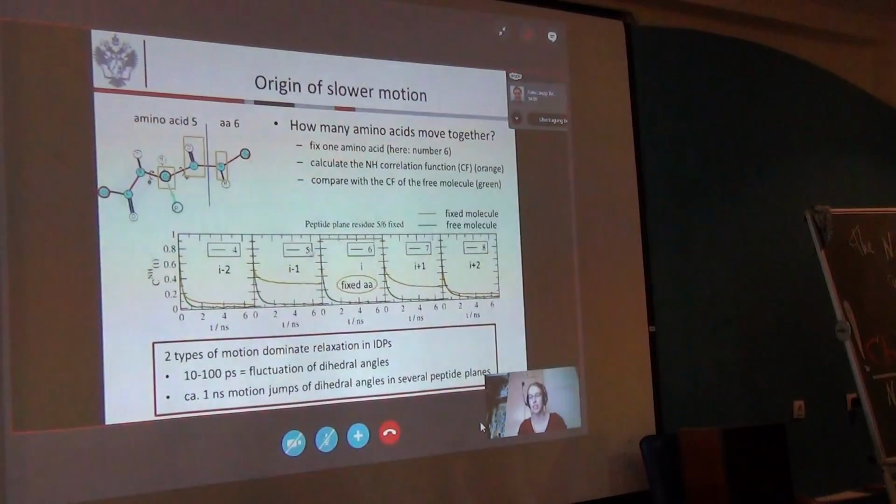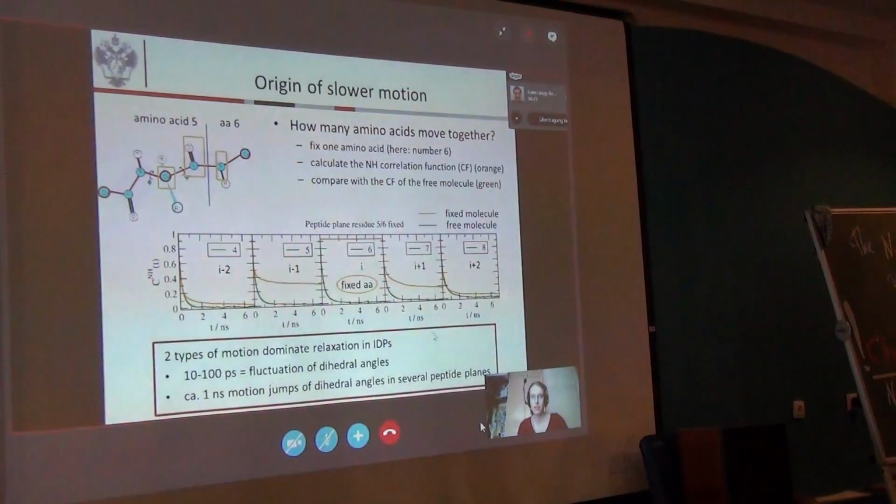This shows us that it is not the whole peptide that needs to move in order to explain the second component of our motion, but it is just the dihedral angle jumps in several peptide planes.